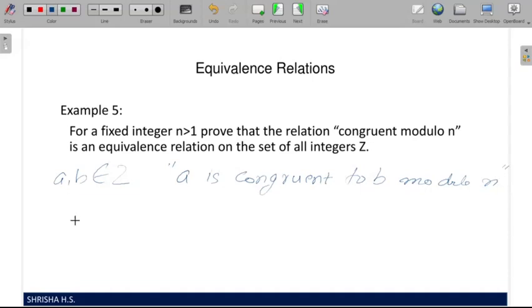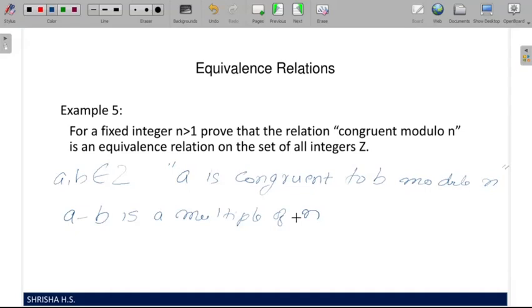Mathematically how to represent this? That means if and only if a minus b is a multiple of n. So this you have to remember. If you get congruent modulo n somewhere in the exam, then know that for two integers a and b, a is congruent to b modulo n if a minus b is a multiple of n. That is true. Okay, the similar question we have already answered: x minus y equal to 5k, so that is the congruent modulo 5 we can have.